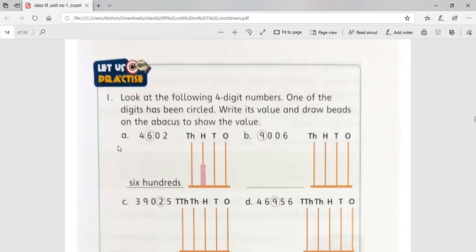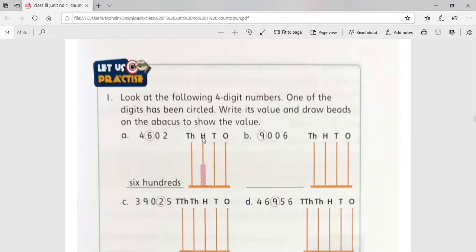Now I am going to do A part for you. In A part, you can see it is 4,602. So we have to find where 6 is standing. What is the place of 6? We know this is ones, this is tens, and this is hundreds. So this is hundreds. So they write hundreds. How many hundreds? 6. So they write 6 hundreds. Now we are going to draw beads on the abacus.